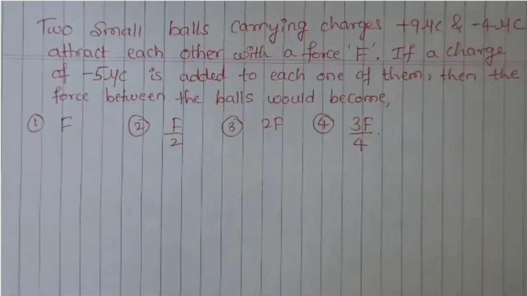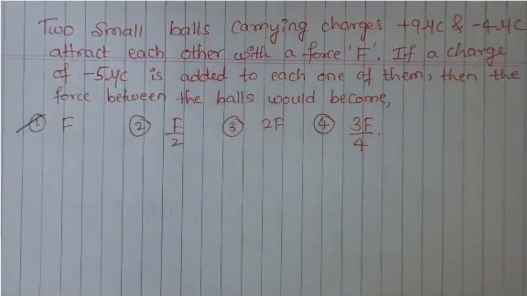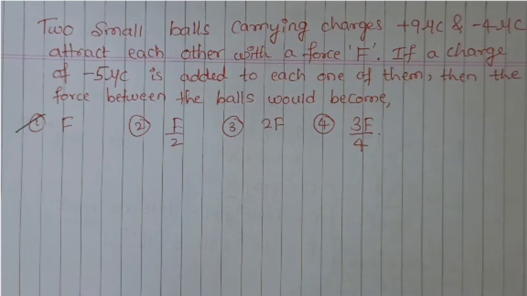So next question, again I have taken from CET. 2 small balls carrying charges plus 9 microcoulomb and minus 4 microcoulomb attract each other with a force of F. If a charge of minus 5 microcoulomb is added to each one of them, then the force between the balls would become, I would say the answer would be F. Same it is, F itself. Whether you increase the charge or add the charge or remove, here the force is the same.